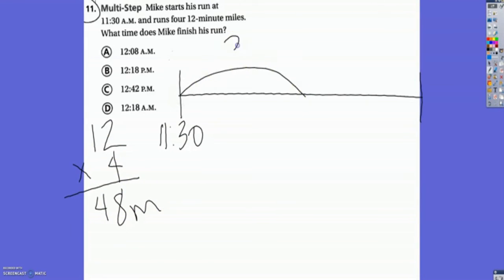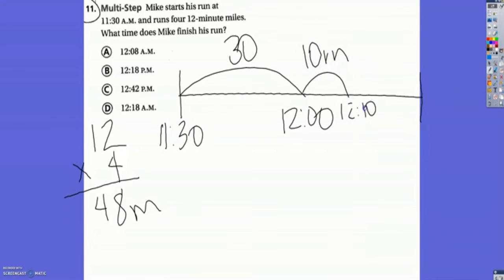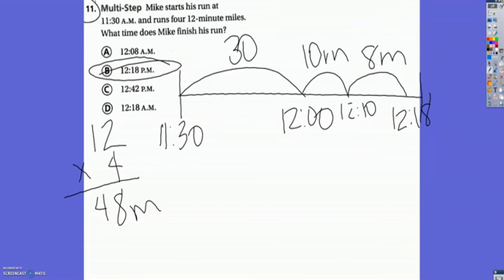So from 11:30, I'm going to jump 30 minutes. That'll put me at 12. I'll jump 10. That puts me at 12:10. Excuse me. I've run a total of 40 minutes. I need to run 48. So if we add 8 more minutes on, that puts us at 12:18. So the answer would be B.